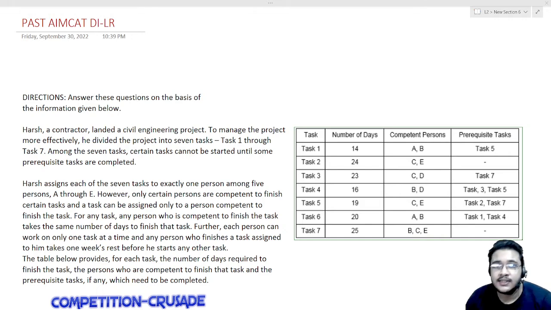This is a very interesting set, as you can see right in front of your screen. This is a past AIMCAT DILR. Recently, while I was taking one of my classes, I asked the students to go to any one of the past mock series, AIMCAT, SIMCAT, mockcat, whatever, and then solve all those questions in an actual timed format.